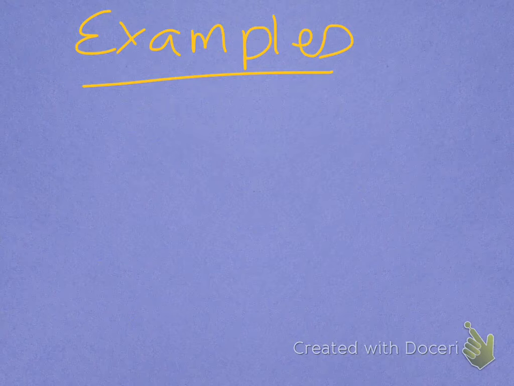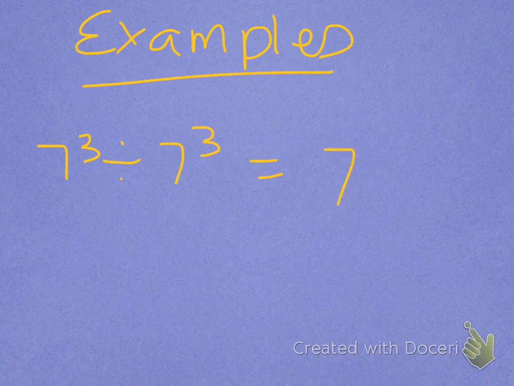So let's do 7 to the 3rd divided by 7 to the 3rd. Ooh, that's tricky. What does that turn out to be? Okay, so you would subtract them, so it'd be 7 to the what? 0? 0. Oh no, what's that mean? What in the world does 0 mean?